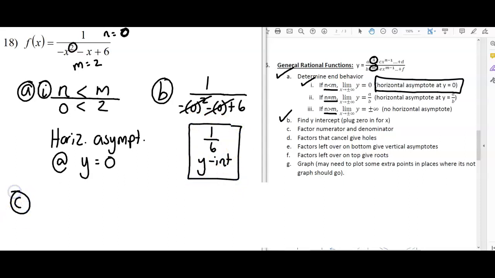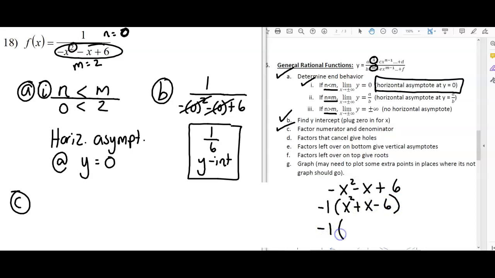Step C, we want to factor our numerator and our denominator. Okay, so let's factor this really quick. We have negative x squared minus x plus 6. Now I don't personally prefer to have a negative in the front, so I usually like to start by taking that out, by dividing it out.